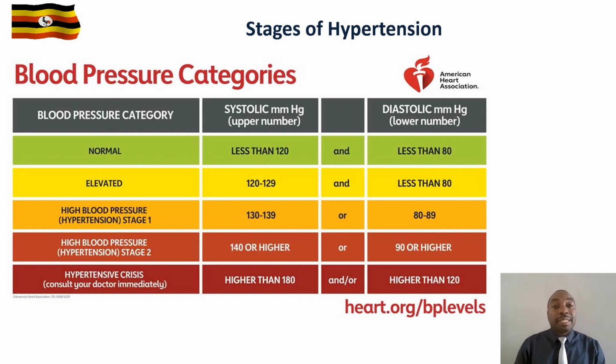And then hypertensive crisis is very high. Systolic above 180, diastolic above 120. A hypertensive crisis is an emergency. In some literature, you find them talking about malignant hypertension, very high blood pressure readings, which cause organ damage.